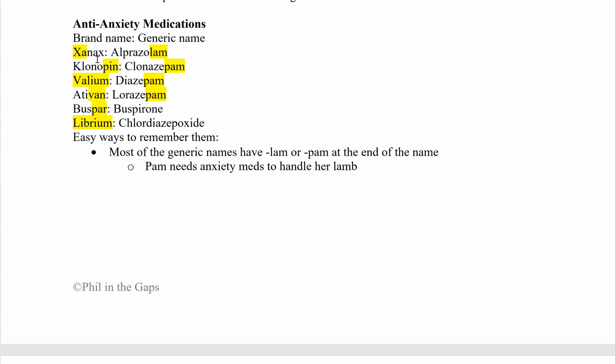Klonopin puts a pin in the person's anxiety to reduce it. Volume turns down the volume of the person's anxiety. Boost Par helps the person's anxiety to be more on par. And Librium helps the person have a more equal Librium. And those are just easy ways to remember the generic and brand names.